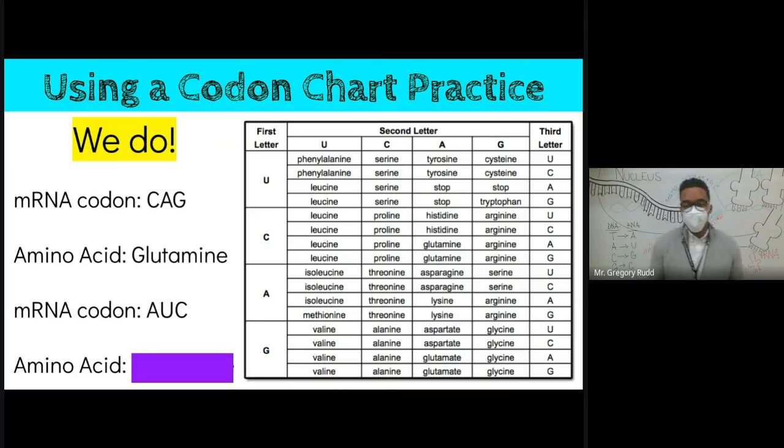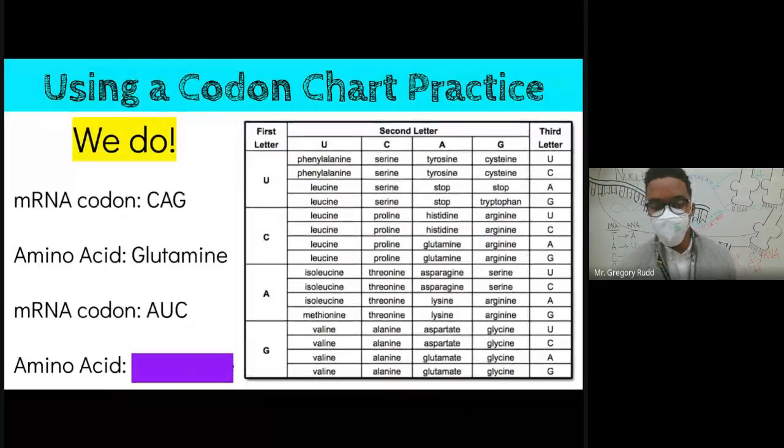Someone walk me through how they might figure out the amino acid for AUC. My folks at home, you all have been really quiet today. No, there aren't any messages in the chat. So if one of you thinks you can do AUC, please shout it out. Go ahead, Brian. Okay, let's see. So okay, good. You're feeling confident about it now.